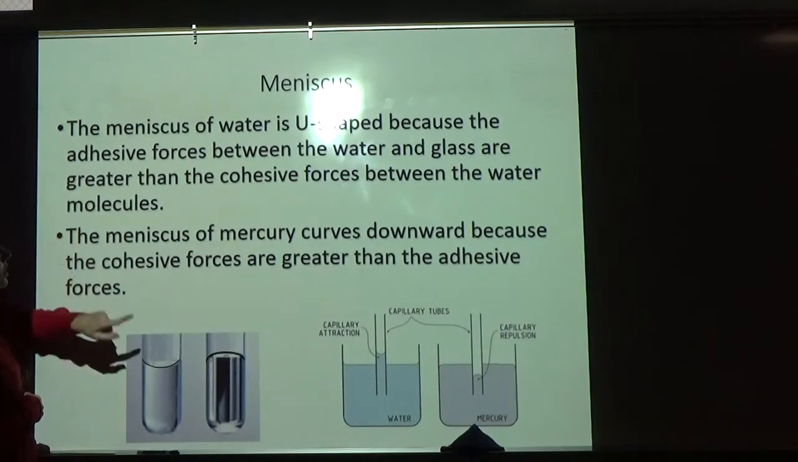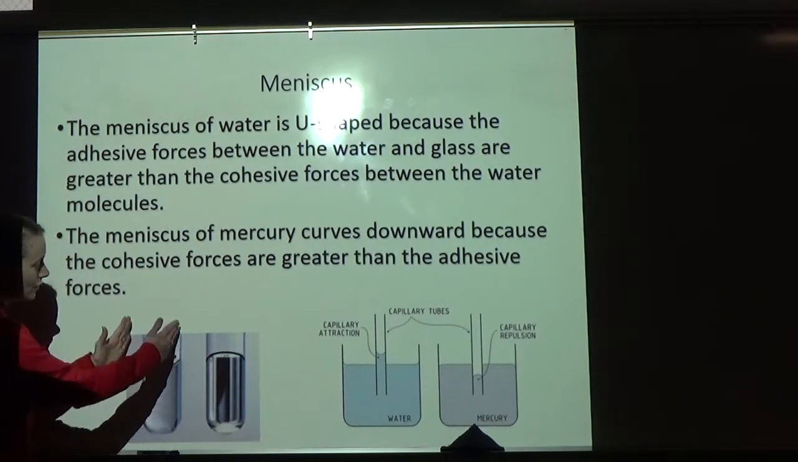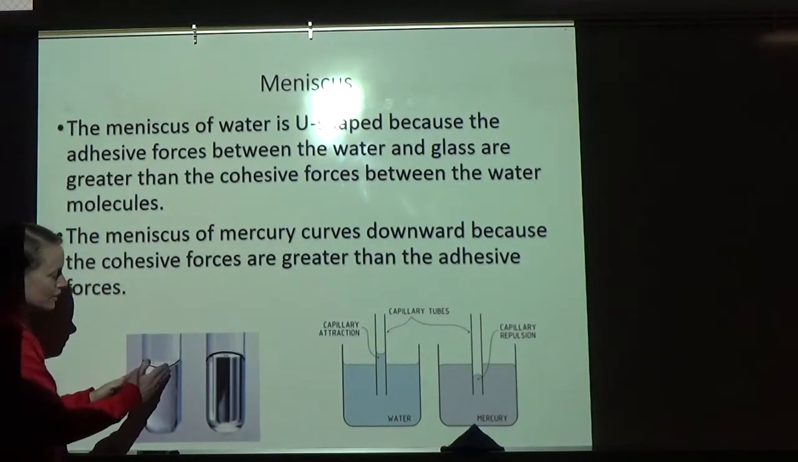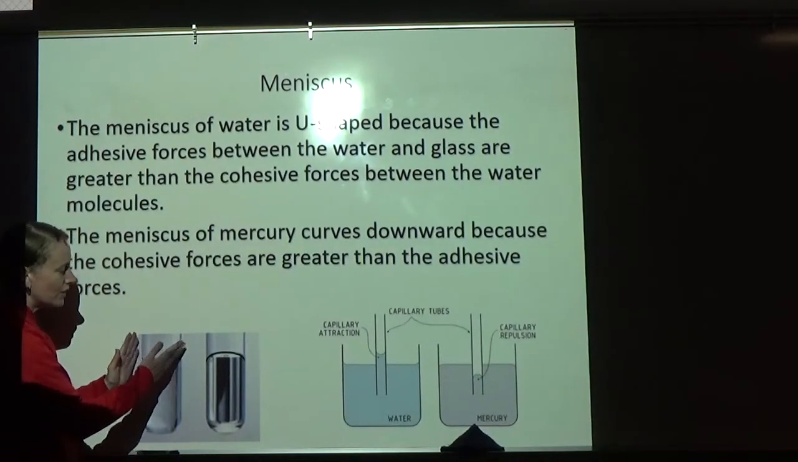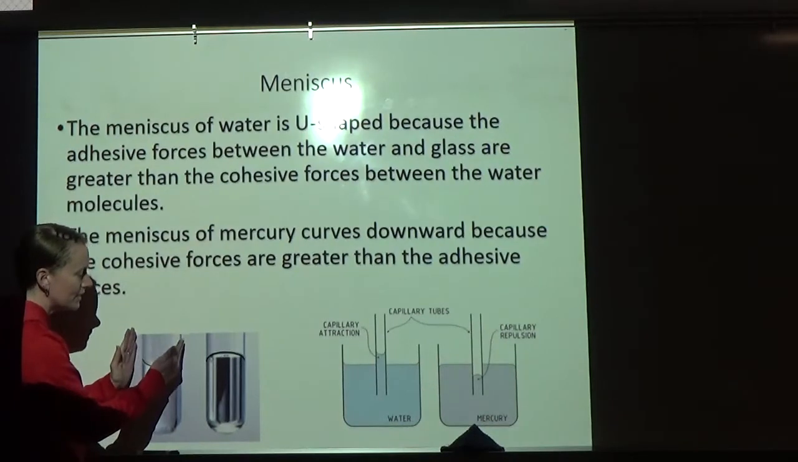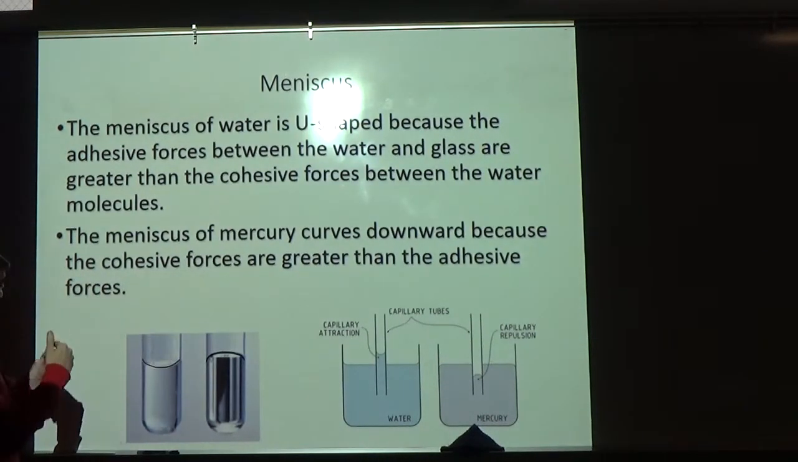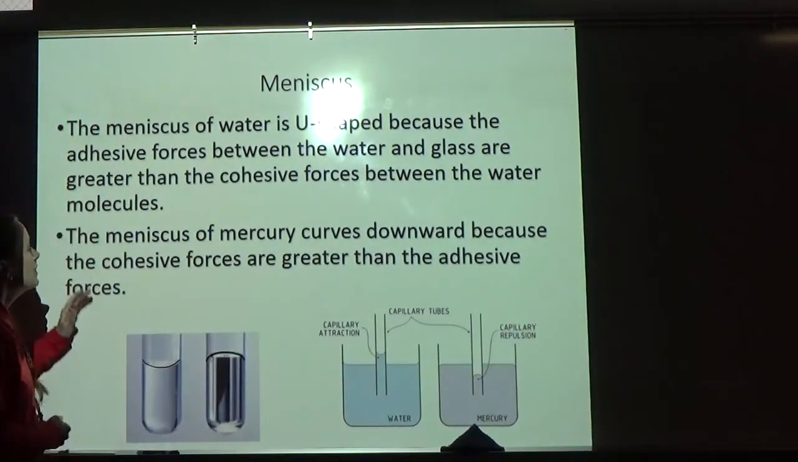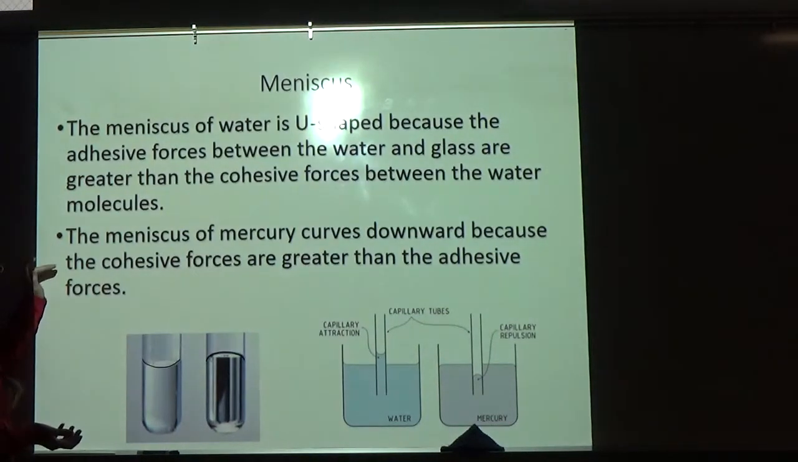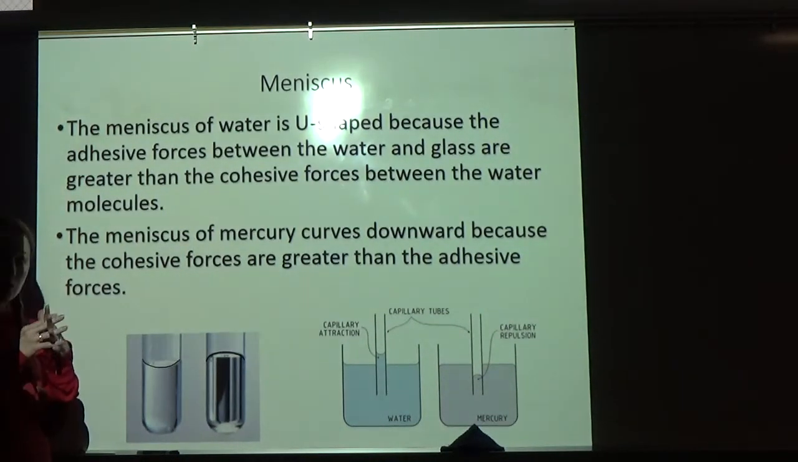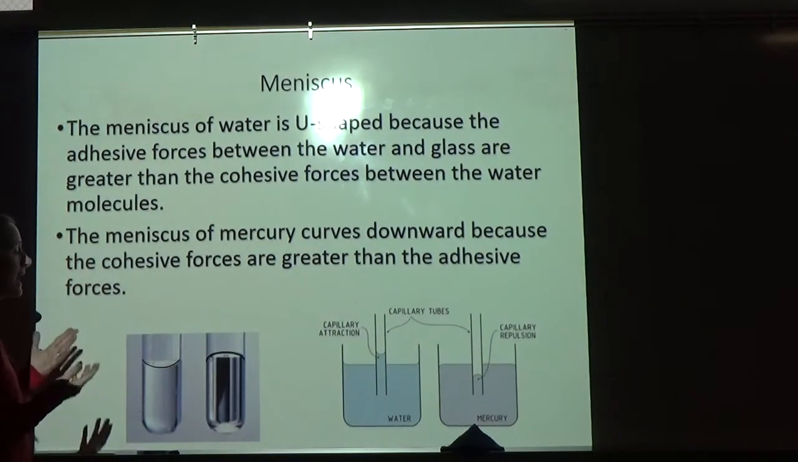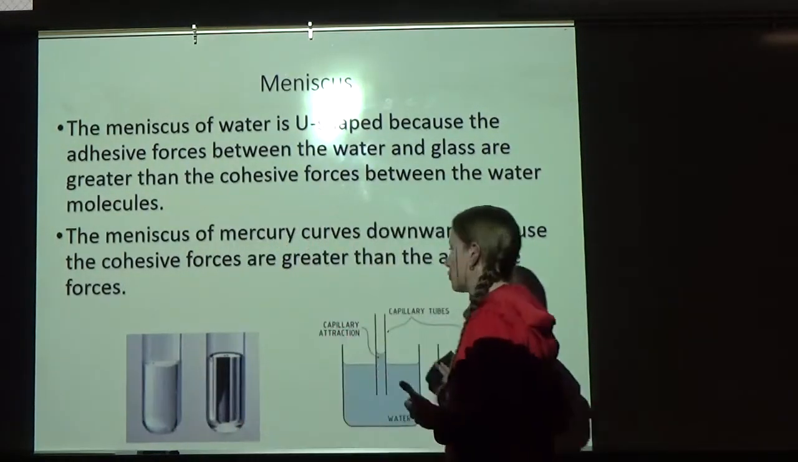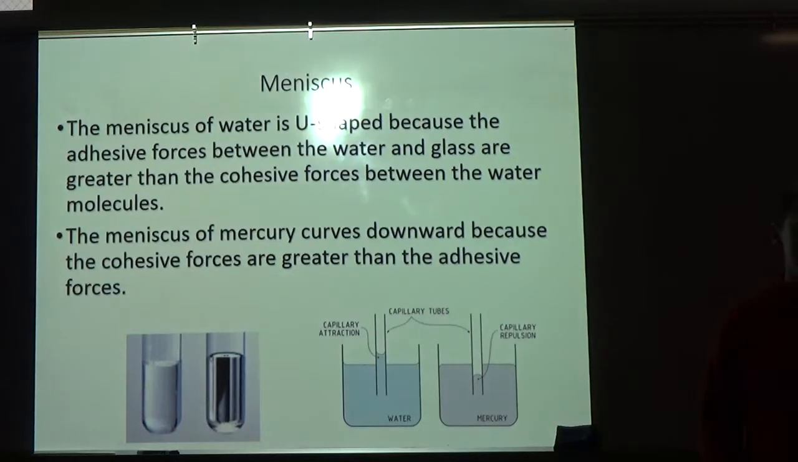So the meniscus of water is U-shaped because the adhesive forces between the water and the glass are stronger than the cohesive forces of the water. So the water wants to adhere to the glass, so it kind of climbs up the sides of the glass. That's what causes it to have that U shape. Whereas mercury does the exact opposite. It's kind of like running away from the glass. So the meniscus of mercury curves upward because the cohesive forces, the forces that hold the mercury atoms together, are greater than the adhesive forces between the mercury and the glass. So you can tell based on the direction of the meniscus which forces are stronger.